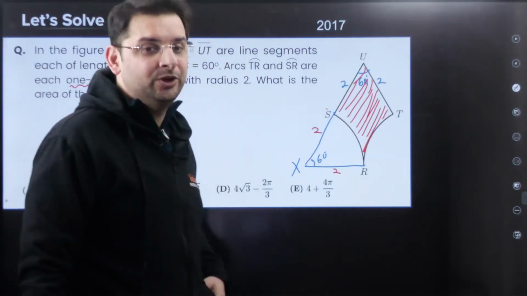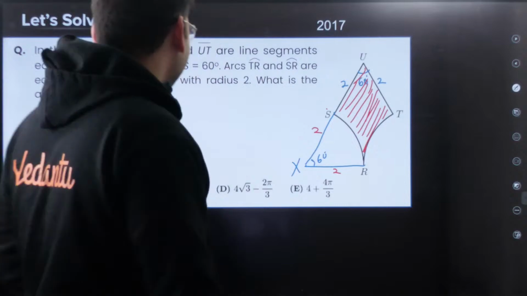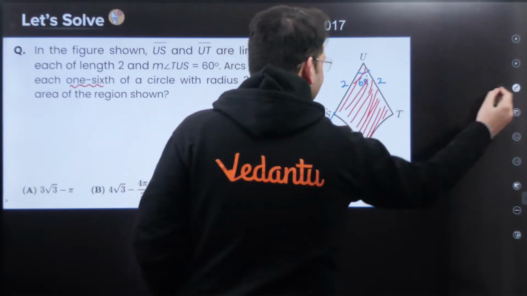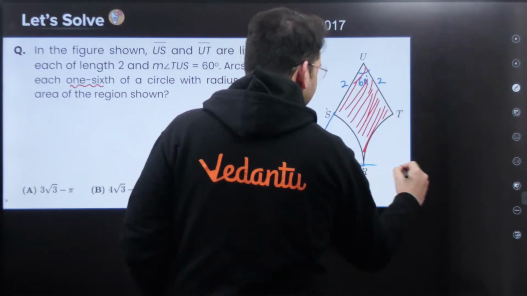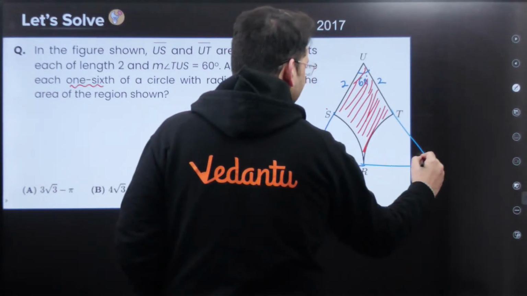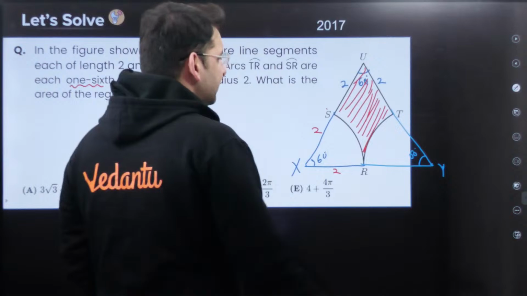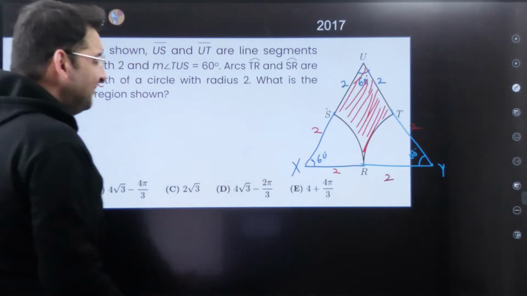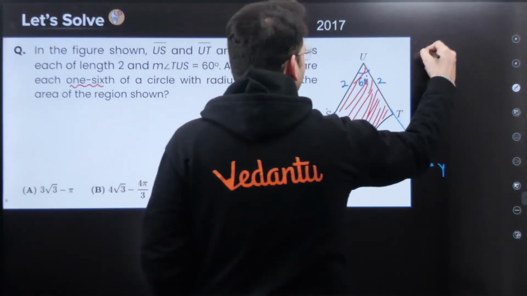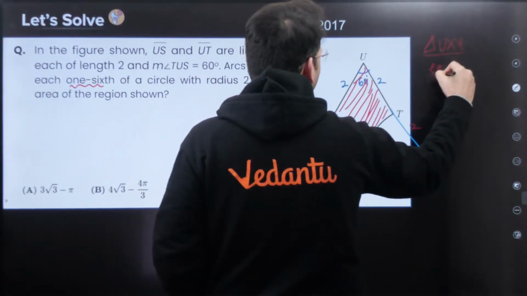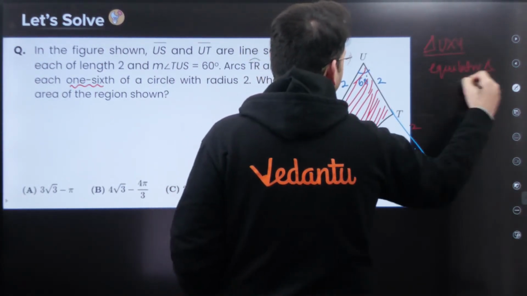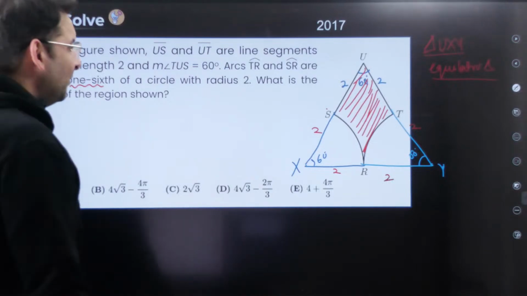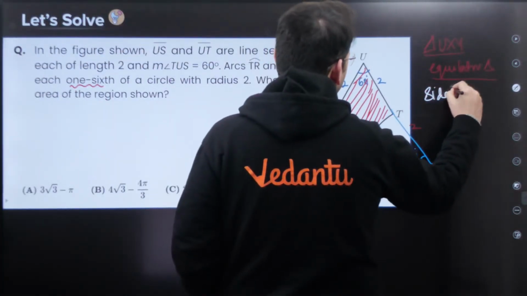So this area is what we need to find out. See how interesting this is, it is all imagination. Since we made it here, we can do the same from here also. So extend. This is also 60 degrees. Let's call this Y. So this is again 2 and this is also 2. If we look at it wholly, triangle UXY is actually an equilateral triangle.